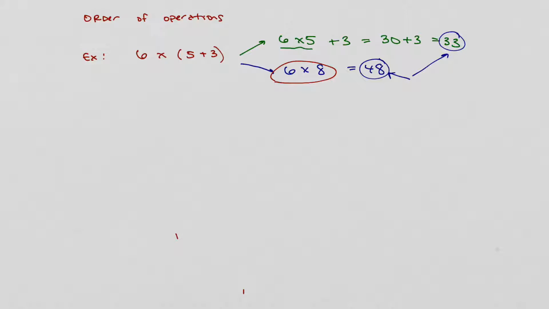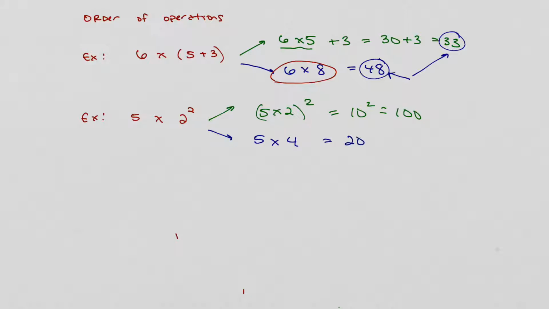For another example of how things might go wrong, what if I said 5 times 2 squared? Again, we've got a couple of ways we could think about this. Should I look at the 5 times 2 part first and then square it, which would be 10 squared, which is 100? Or should I do the 2 squared part first, which is 4, and 5 times 4 then gives me 20? Again, two completely different answers, and in this case the second one is the right way to go.